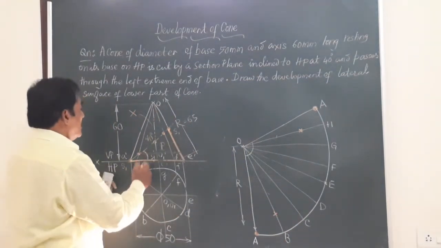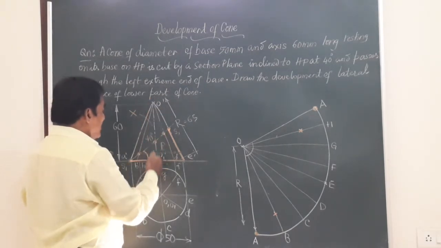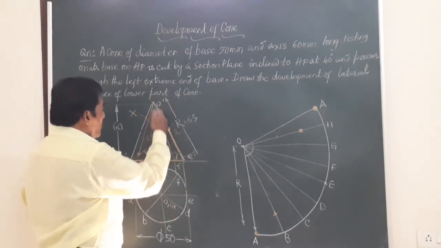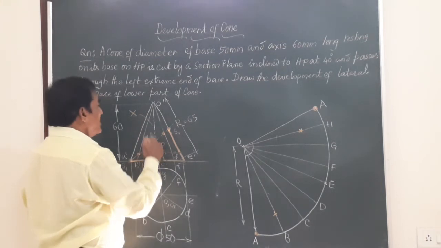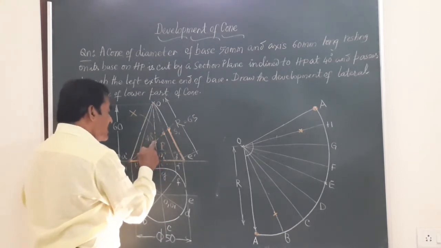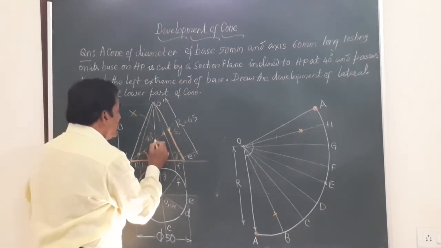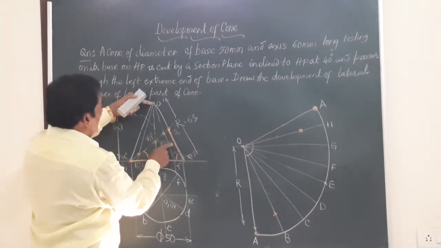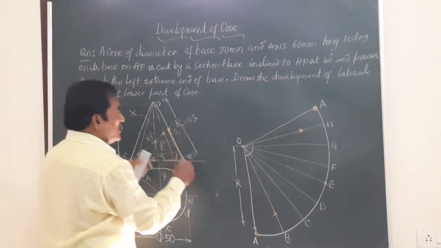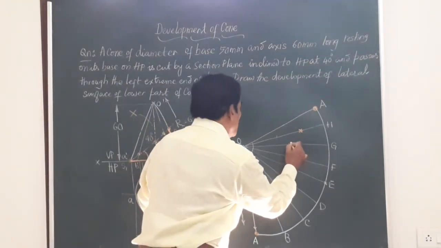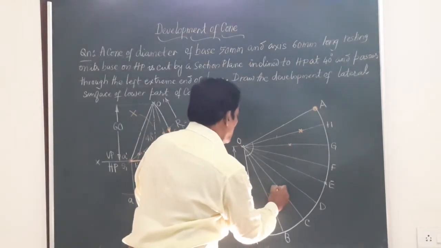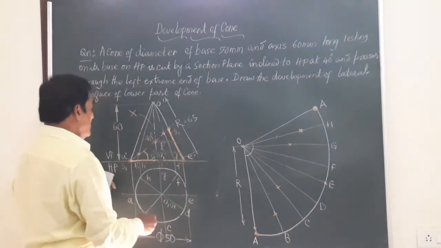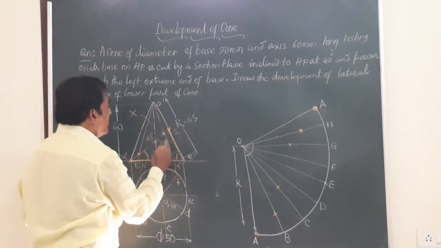Then the vertical generators OG and OC, that is O dash G dash and O dash C dash, are cut here. Again, this is not the true length. Shift that to the last line. Mark this distance on OG and OC. This on OG and this on OC. Same distance.